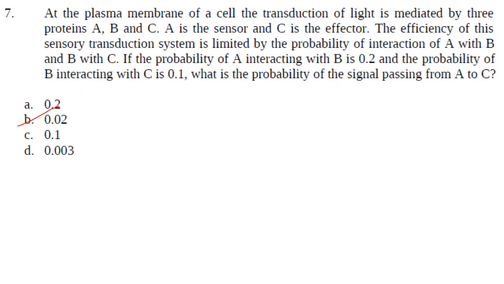At the plasma membrane of a cell, the transduction of light is mediated by the proteins A, B and C. A is the sensor and C is the effector. The efficiency of this sensory transduction system is limited by the probability of interaction of A with B and B with C. If the probability of A interacting with B is 0.2 and the probability of B interacting with C is 0.1, what is the probability of the signal passing from A to C? The answer here will be to multiply both these values: 0.2 into 0.1, you will get 0.02.